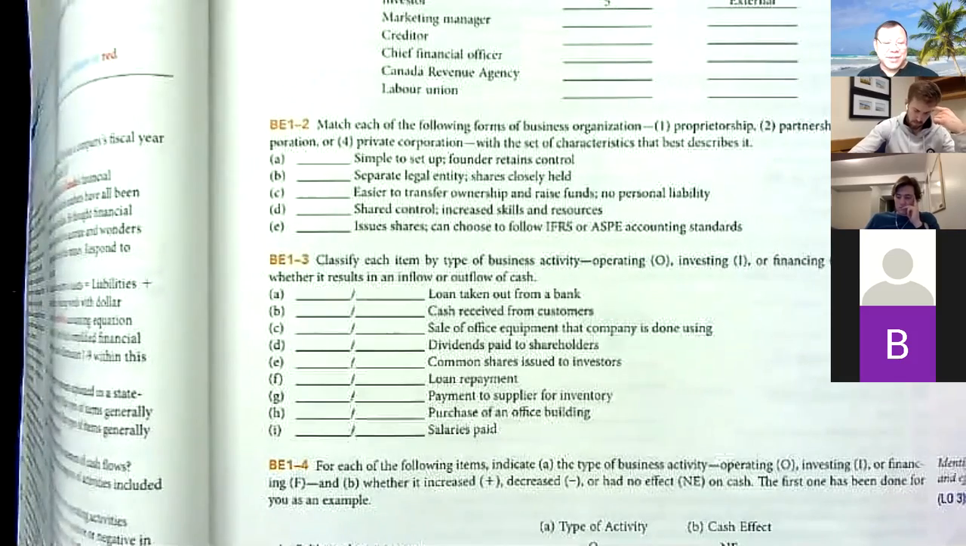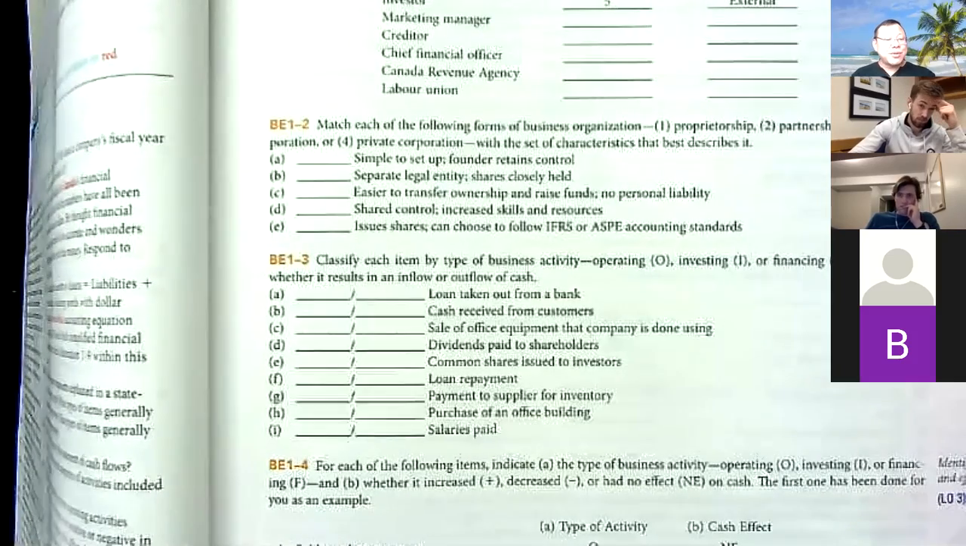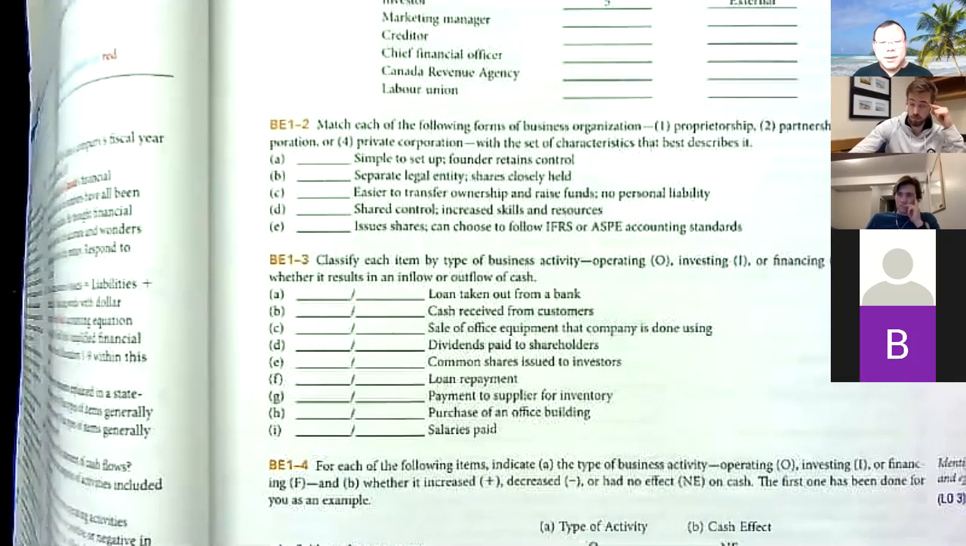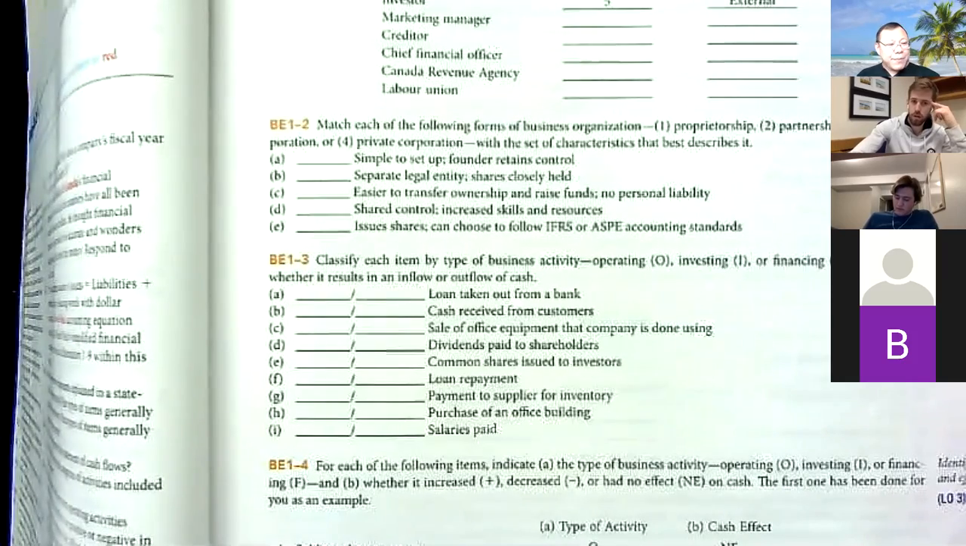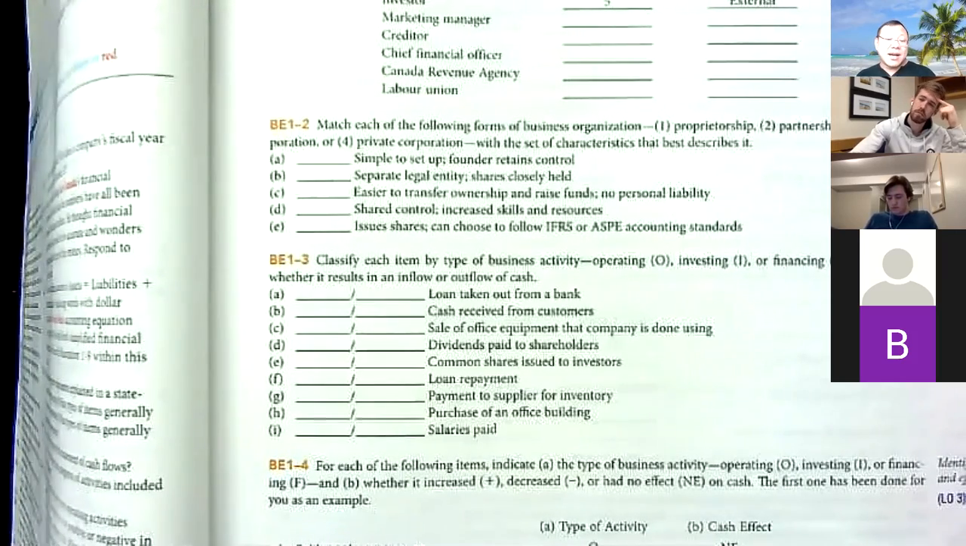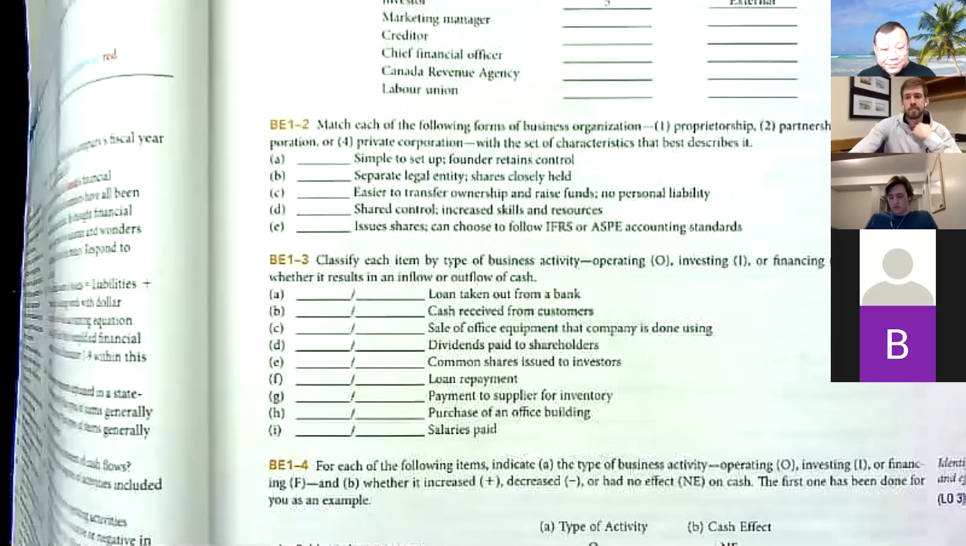Outflow, yes. You pay the money to the suppliers. Purchase of an office building: investing and outflow. Very good. You pay money to buy a building. Outflow, and a building is a non-current asset.